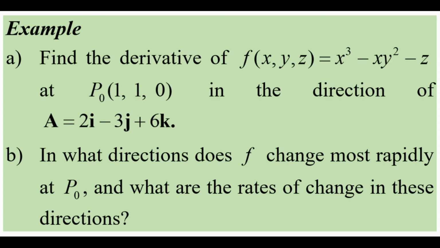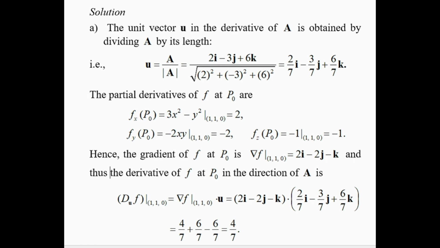As another example, we find the derivative of the given function at the point (1, 1, 1, 0) in the direction of the vector 2i minus 3j plus 6k. We also find the directions in which f changes most rapidly, and also we find the rates of change in those directions. We first find the unit vector along the direction of 2i minus 3j plus 6k, and it is 2/7 i minus 3/7 j plus 6/7 k.